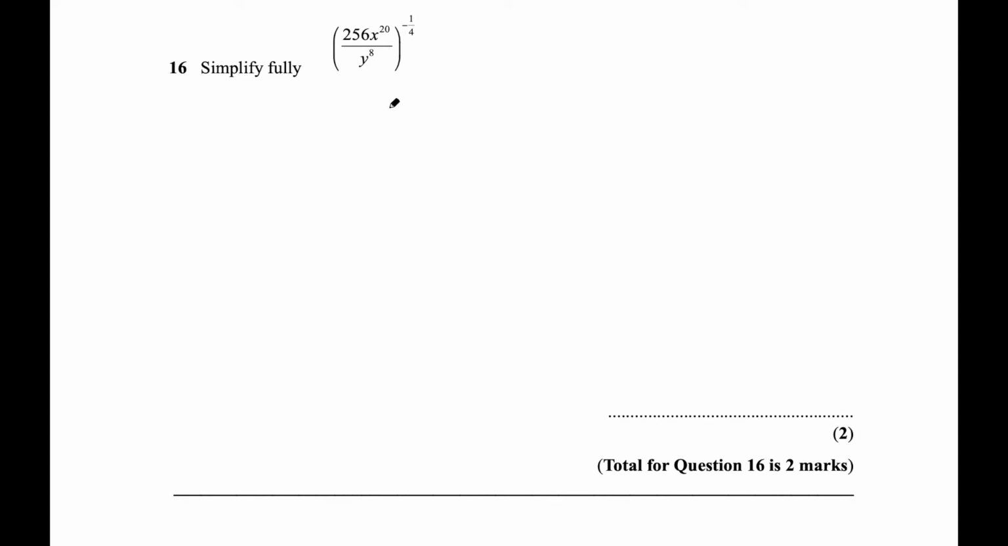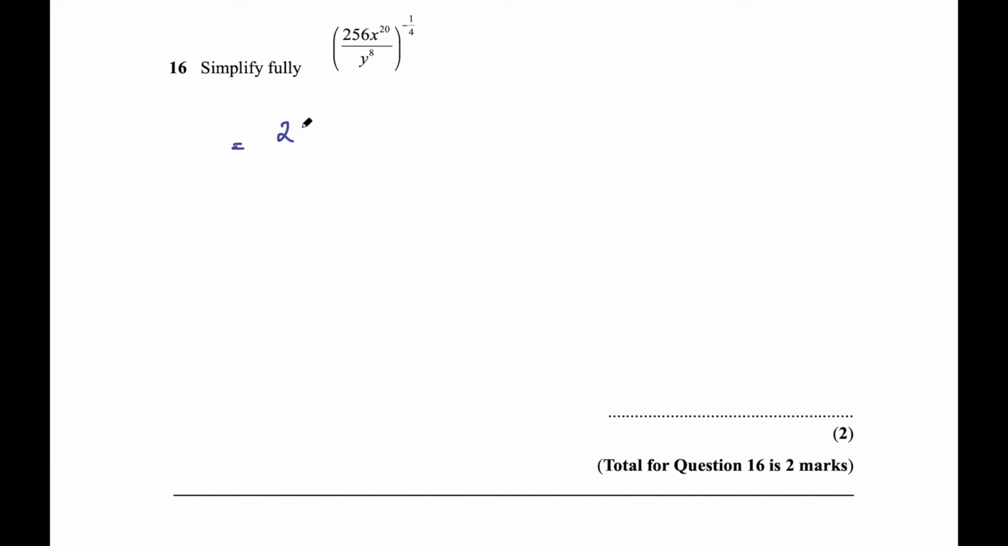Question 16 says simplify fully 256x to the power 20 over y to the power 8, all to the power negative a quarter. What I would probably do first is to introduce this power outside the brackets, inside the brackets. So what you want to do then is to multiply the exponent of everything inside the brackets by negative a quarter. What that means is, well, let's rewrite this again.